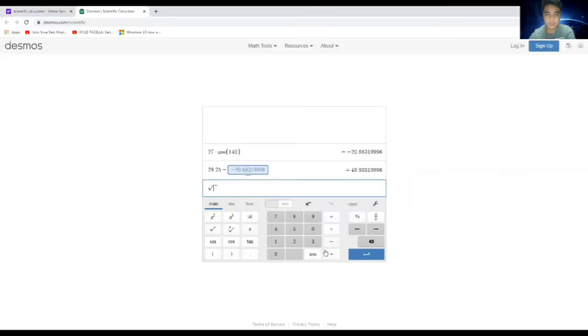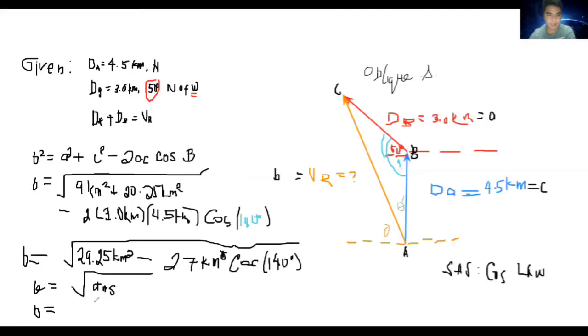Square root of the answer is 7.07, approximately equal to 7.07 kilometers. Okay, so the answer is 7.07 kilometers. The answer is kilometer squared. Square root of kilometer squared is kilometer. So the magnitude of the result of vector is 7.07 kilometers. So this is also equal to V sub R.